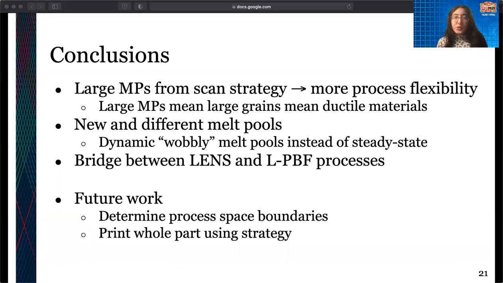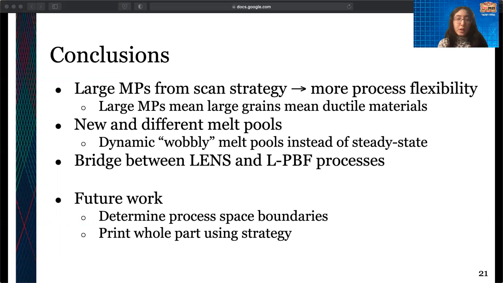So in conclusion, what we've shown here is that we can generate very large melt pools from the scan strategy, which is going to increase our process flexibility. These large melt pools mean large grain sizes, which will result in ductile material properties. We're also seeing a new and different melt pool behavior in these dynamic wobbly melt pools instead of our typical steady state melt pool that's the same shape and size. This strategy shows promise to be a bridge between the LENS and the laser powder bed fusion process to generate intermediate melt pool sizes, or to mimic the LENS process in a different machine.